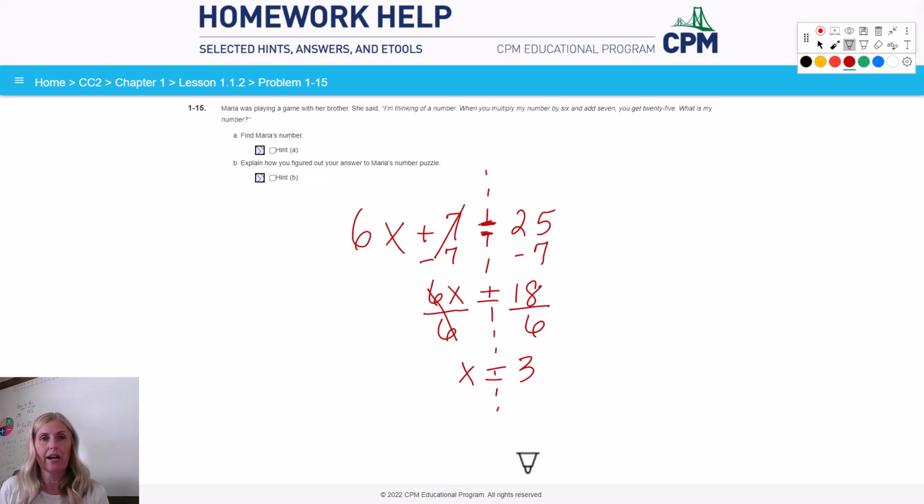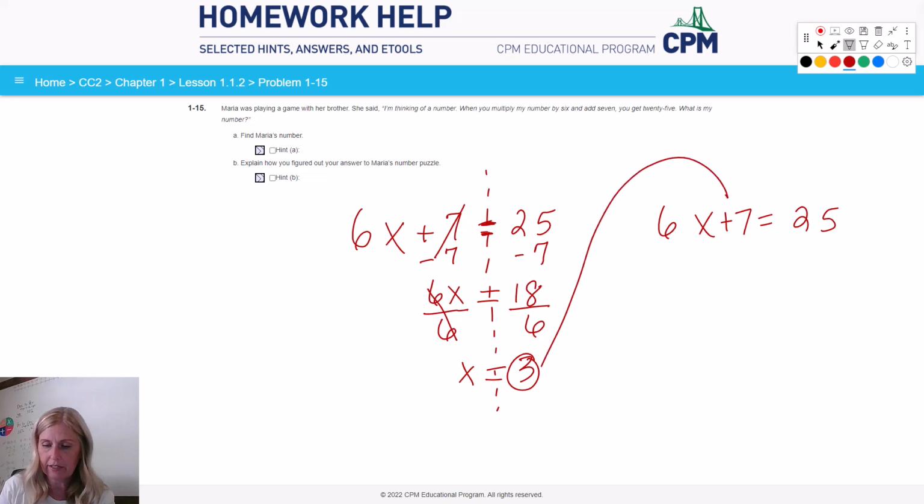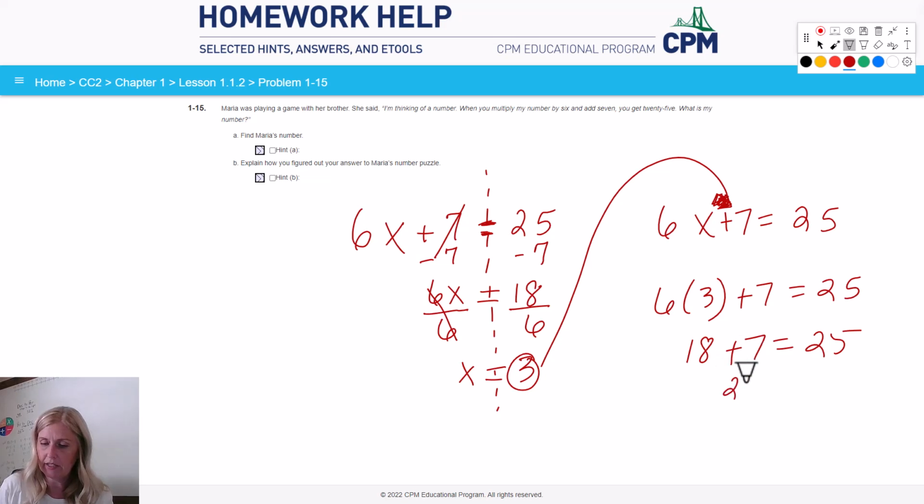But it's always a really good practice in math. If you want to check your answer, go back to your original equation and plug that number in for x right here. Okay. 6 times, not x, because we said x equals 3, plus 7 equals 25. 6 times 3 is 18. Well, 18 plus 7 is 25, and 25 equals 25. So 3 made this equation true, and we know for sure that that's our answer.